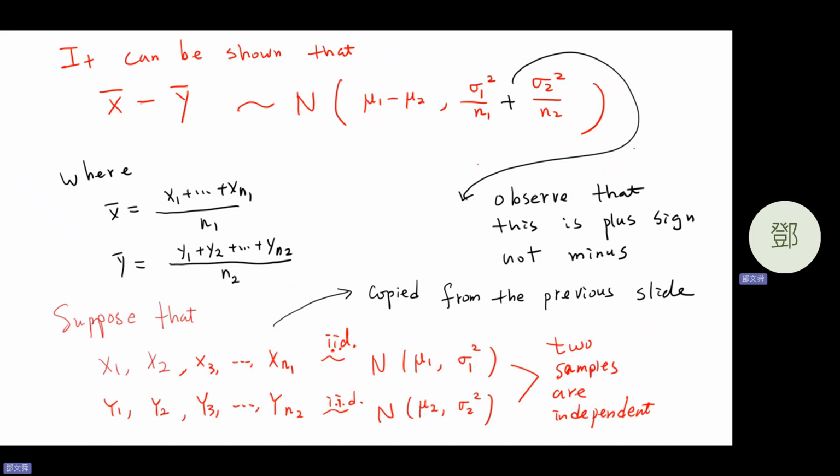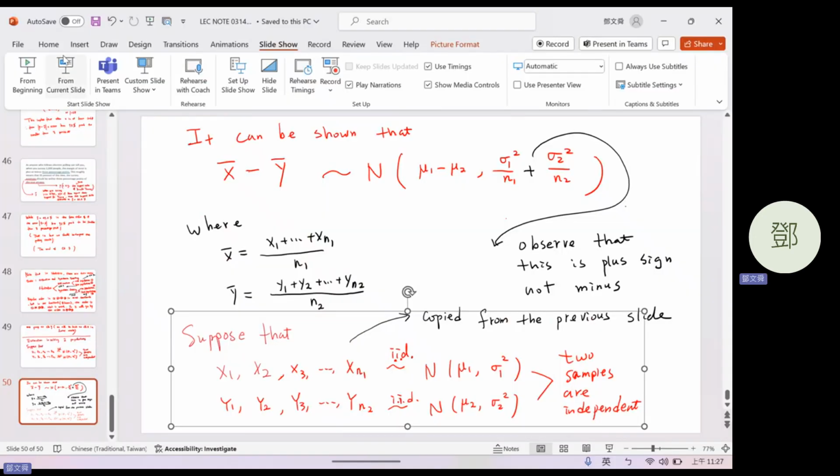Okay? And there are two parameters in a normal distribution. First is the mean, and the second is the variance. So this is the mean value of the new random variable, and this is the variance of the new random variable. It can be shown that.